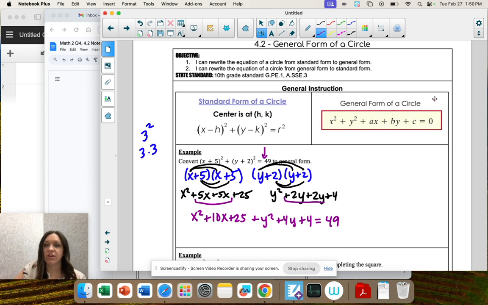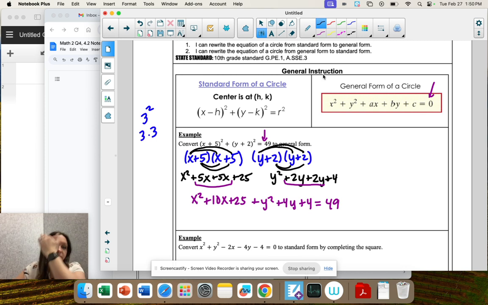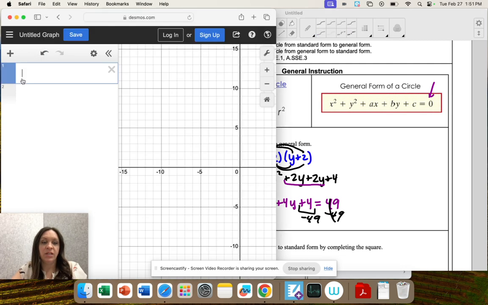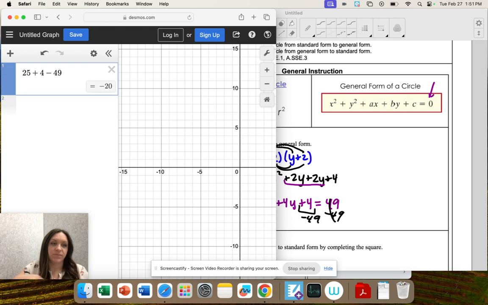But notice in general form it equals 0. So we're going to have to bring that over. So now our like terms are 25 plus 4, and we're going to subtract the 49 over. So it equals 0. So I have 25 plus 4 minus 49. That's going to be negative 20.